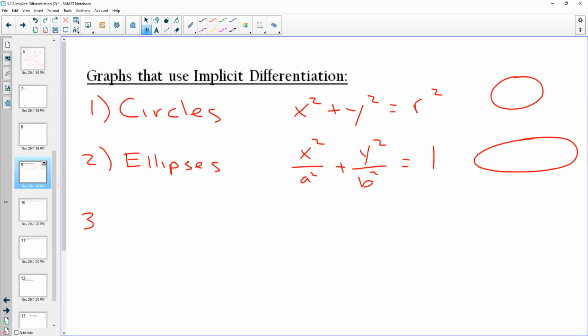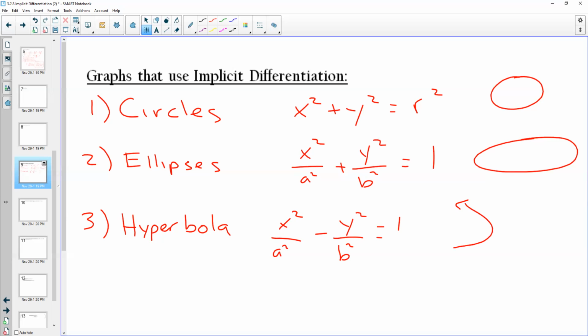Okay, we have hyperbolas. That is going to be x squared over a squared minus y squared over b squared is equal to 1. So that might look something like this.